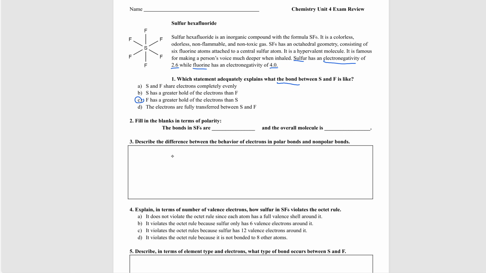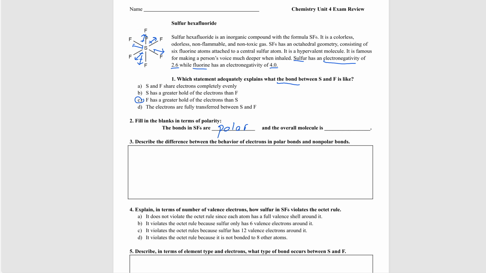Next up, number two, building off that same thing. So in terms of polarity, the bonds in SF6 are polar. Since fluorine is much more electronegative than sulfur, fluorine has a greater hold on those electrons, right? The electrons are all being pulled towards the fluorine atoms, away from that central sulfur.